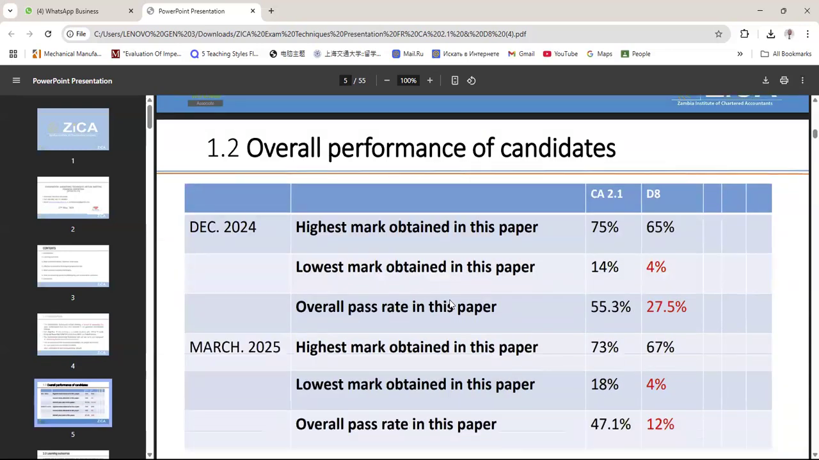Let's check the performance for December 2024. As you can see, for D8, that's where the lowest was 4%, then the pass rate was 27%. Then for March 2025, as you can see, I don't know if it's the same person who got 4% in December 2024, or maybe another person is the one who got 4%. Then you can see the pass rate is 12%. That's why our institute is very concerned, because if they are getting 12%, then it means 88% failed, which is not a good image for our institute.